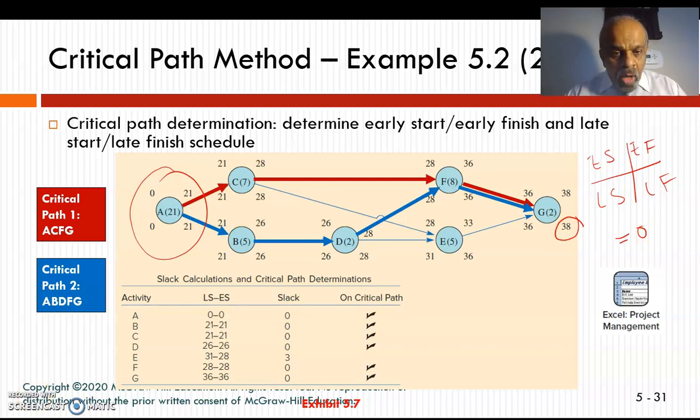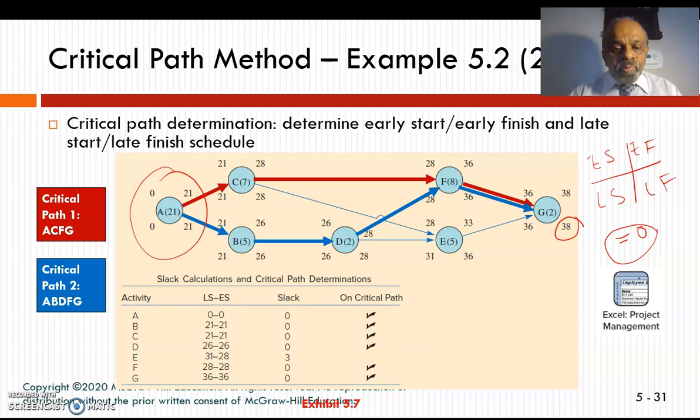So by calculating these early start, early finish, late start, late finish for each one of the activities, now we can find the critical path. How do we find the critical path? I'm going to take the difference between the early start and late start, or the early finish and late finish, and determine if it is equal to 0. Then I'm going to say that is the critical path.